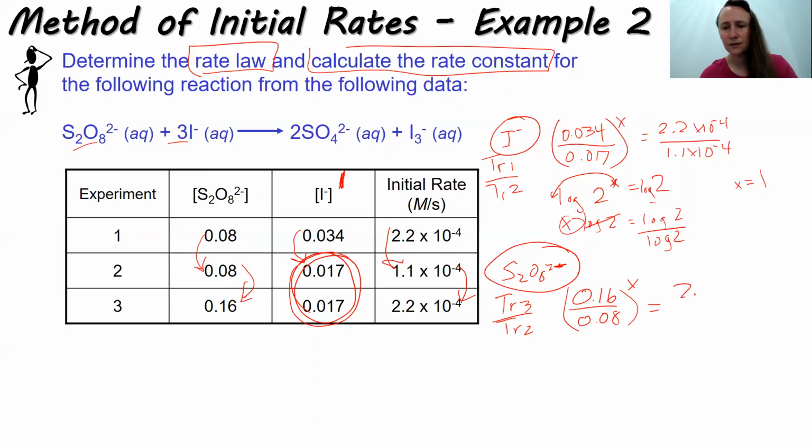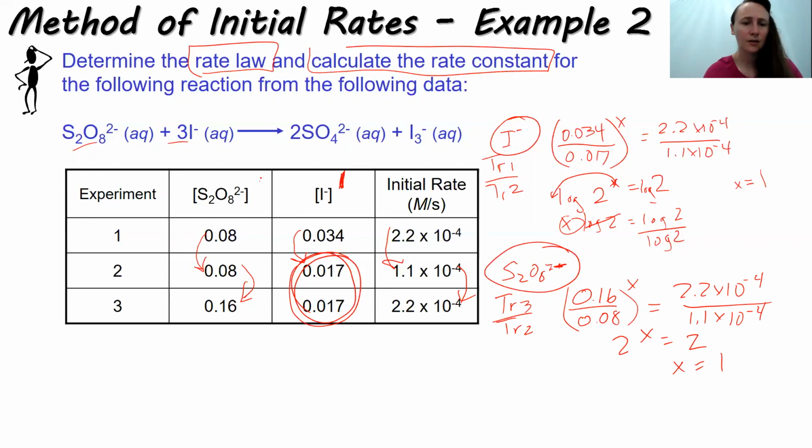So trial 3 over trial 2, and I get 2 to the x equals 2. Again, x equals 1. This is also first order. Orders are generally only 0, first, second order, maybe a third order, but they don't get very high.